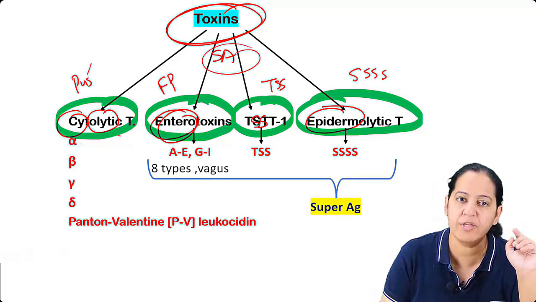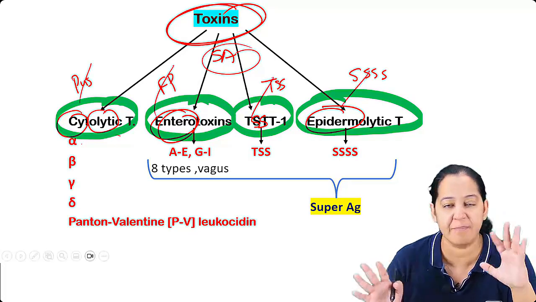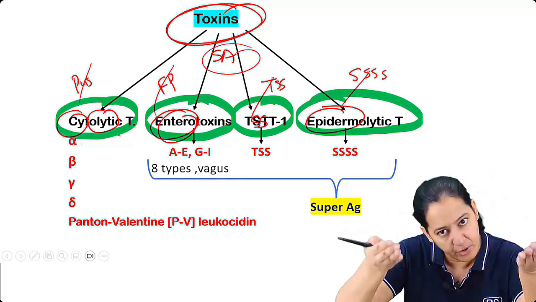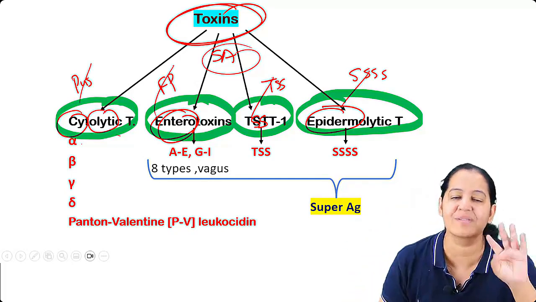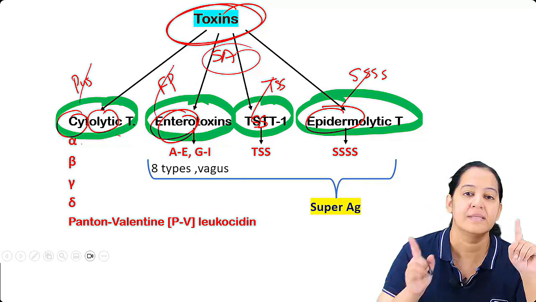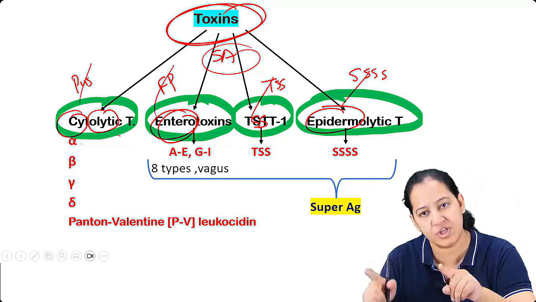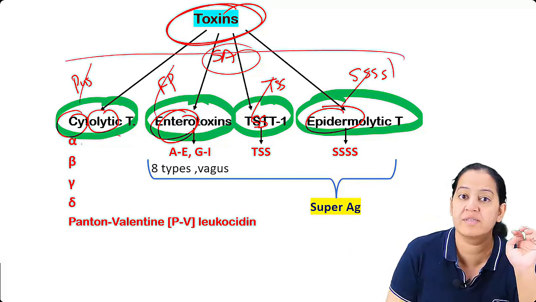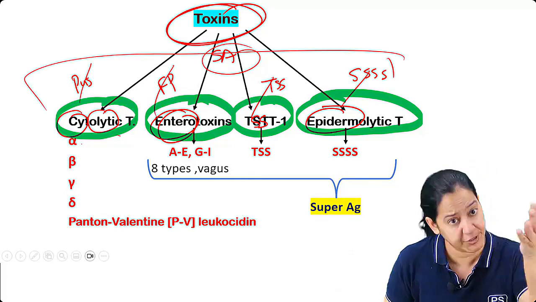Listen, I'm going to teach you all these 4 diseases one by one. Here I'm not teaching you the diseases. So don't concentrate on which toxin is causing which disease. Concentrate on the name of the toxin. There are 4 toxins I'm teaching you: cytolytic, entero, toxic shock syndrome, and epidermolytic. Total 4 diseases I'm going to teach you right now, each of them caused by one toxin.